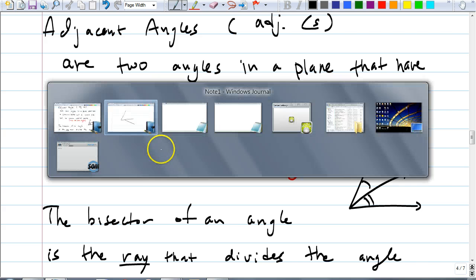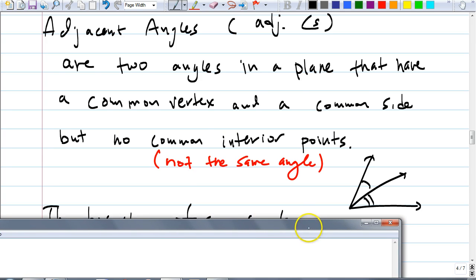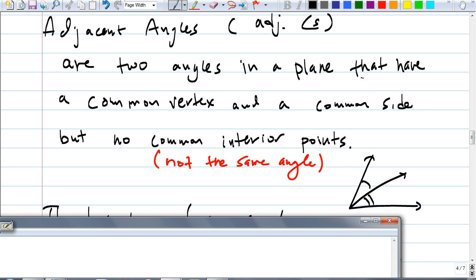Here's the definition. In order for two angles to be called adjacent angles, they have to have a common vertex and a common side, but no common interior points. Because if they did have common interior points, they could be the same angle. But when we say two angles, we mean two different angles. So this is a picture you should think of when you're talking about adjacent angles, and that's why they have to have a common vertex and common side.